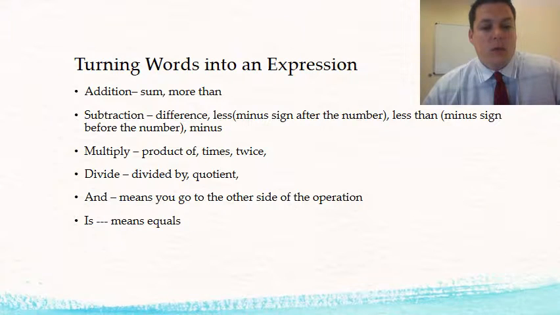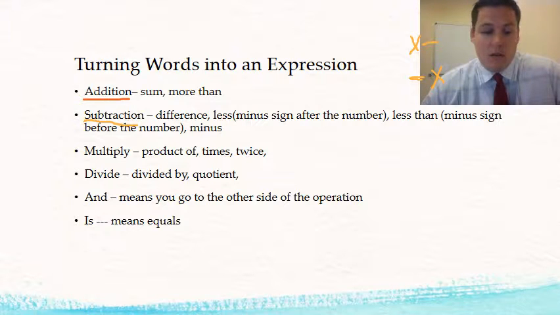Okay, so here we go. This is everything we went over in chapter 1. We're going to start with turning words into an expression. Remember, addition: we are going to add anytime we see the words sum or more than. We're going to subtract when we see these words: difference, less, less than, minus. When we see the word less, that means the minus sign comes after the number it states. So if I have x less, I'm going to have x minus. If I have x less than something, that means that something goes after the minus sign.